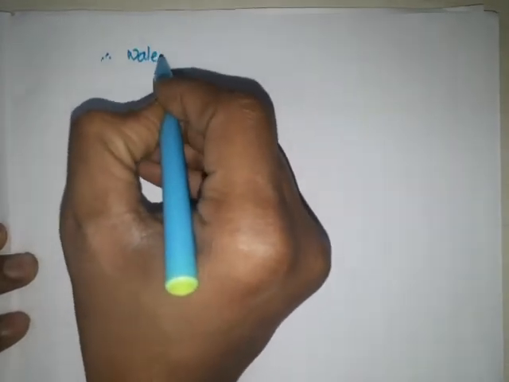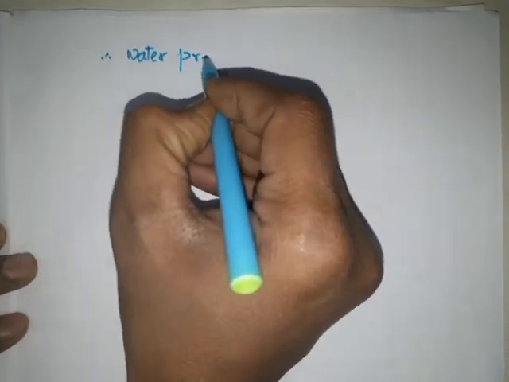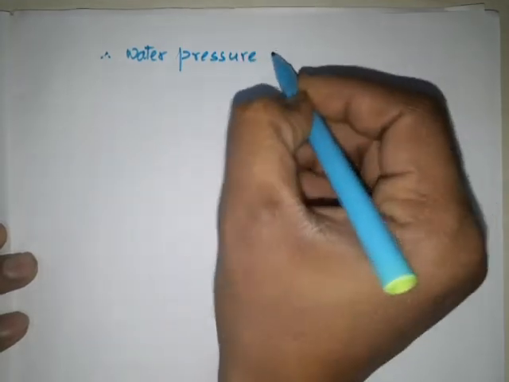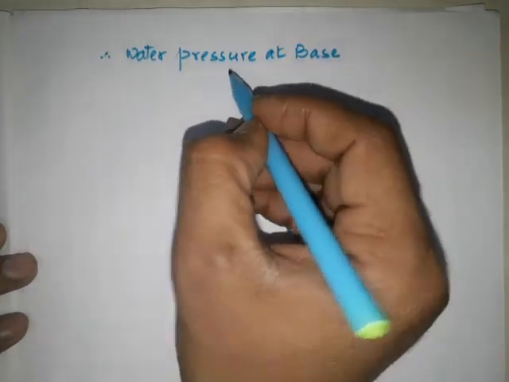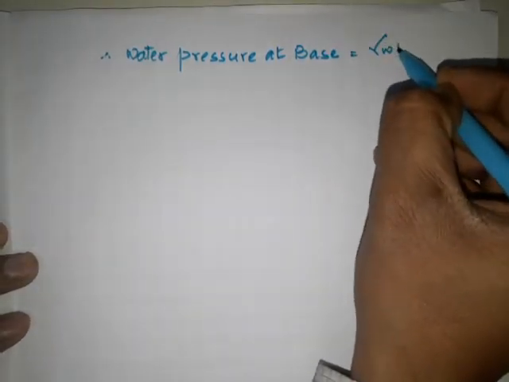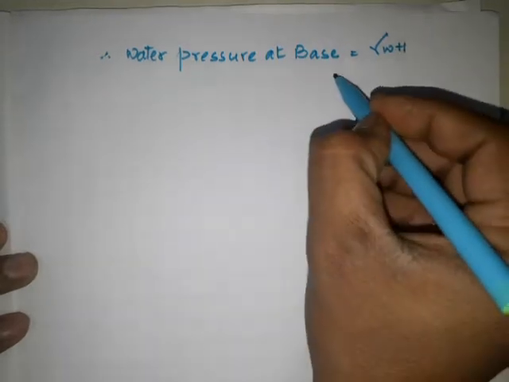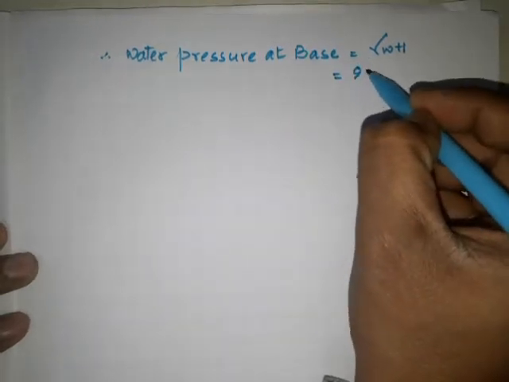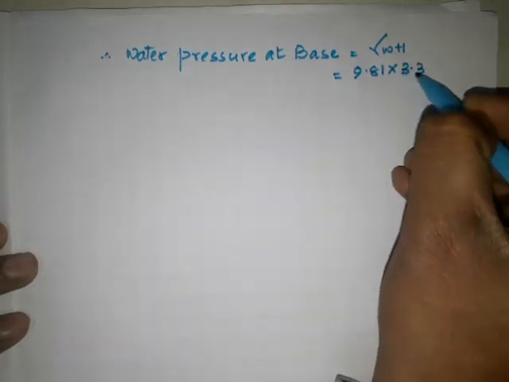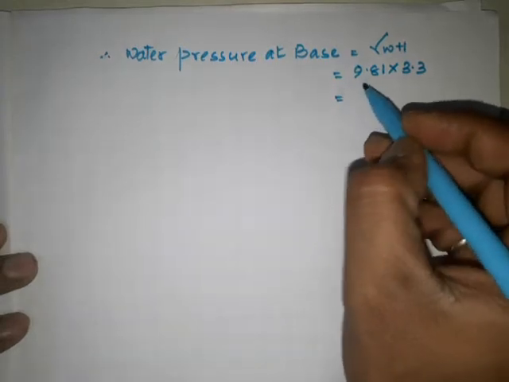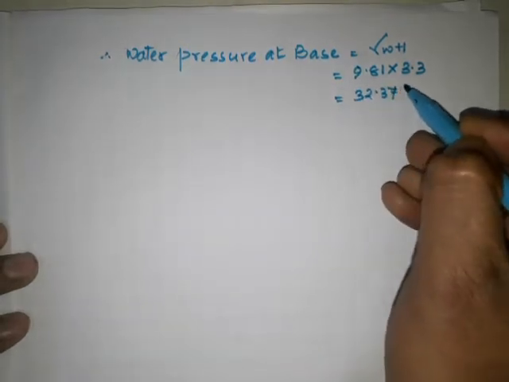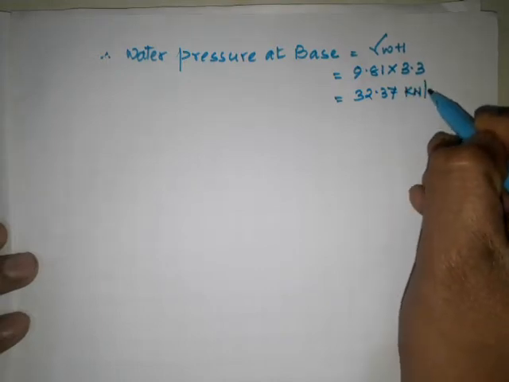Now, the water pressure at the base is equal to gamma W into H. Here gamma W is 9.81 and H is 3.3 meter. So we get the pressure at the base equal to 32.37 kilonewton per meter square.